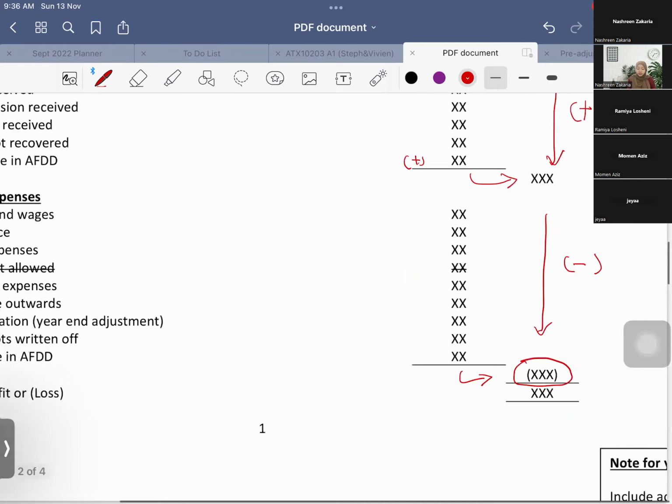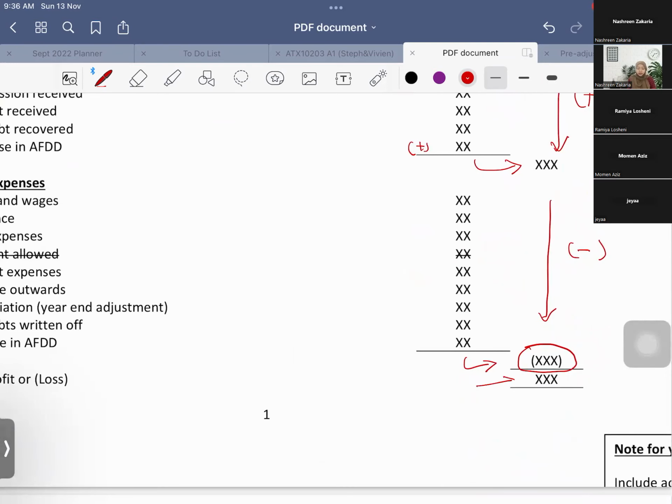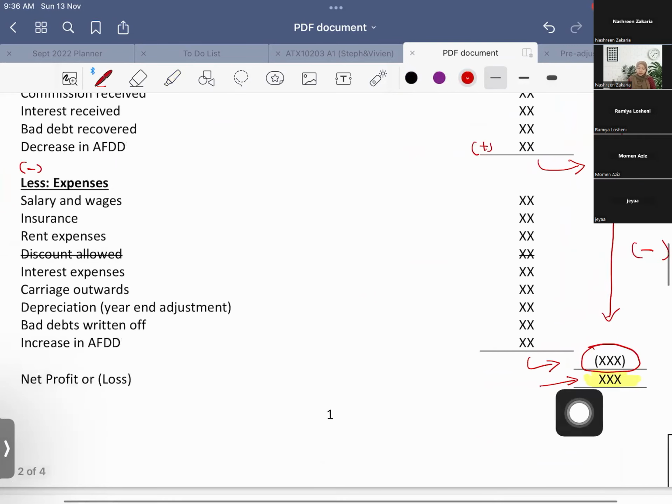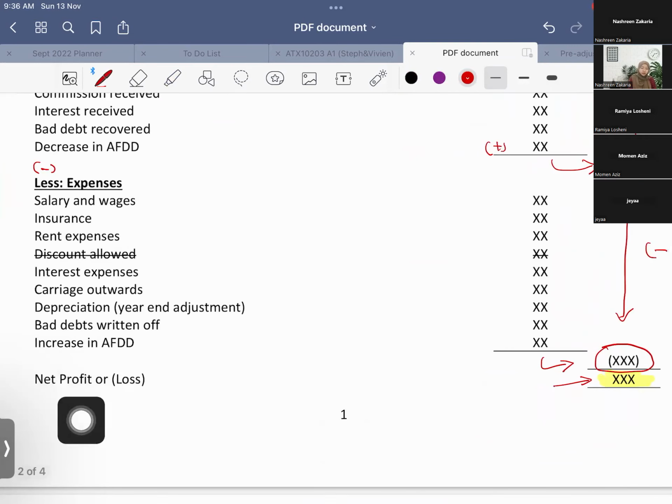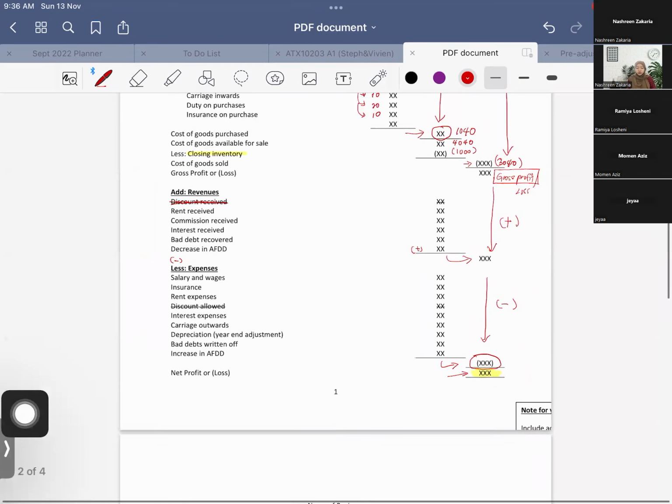Then baru you dapat this one, your net profit or your net loss. Remember, in bracket or in negative figure, it means loss. If it's not in bracket or not in a negative figure, it is your profit lah. Okay. So that is how you do your SOCI.